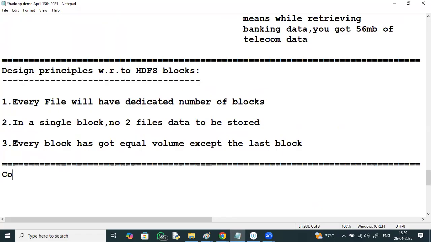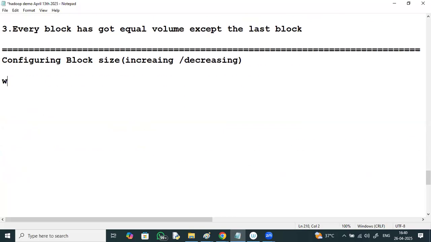We can also configure, increase or decrease the block size. The file is divided into fixed size blocks; we call it 64 MB, but we can have 128 MB as well. Configuring block size means increasing or decreasing it. We can have our own block size.